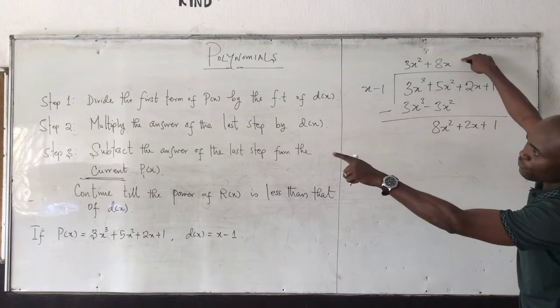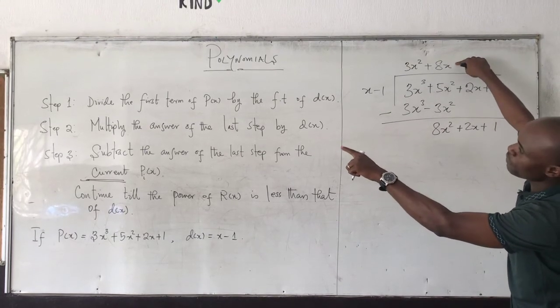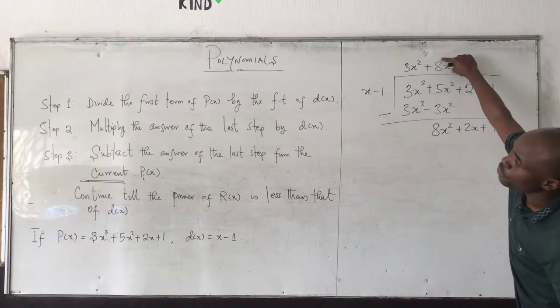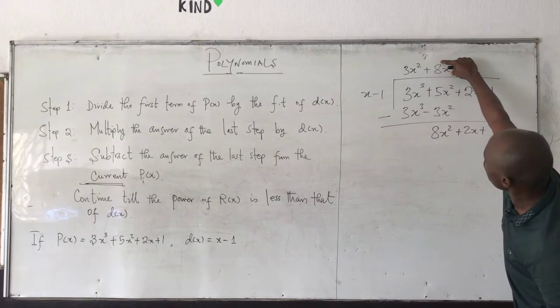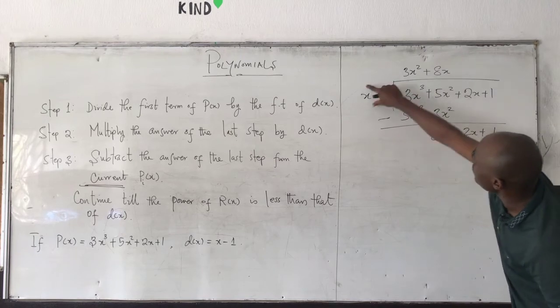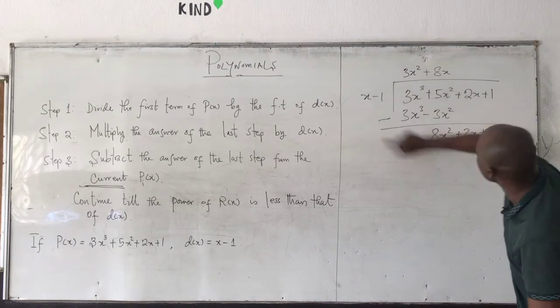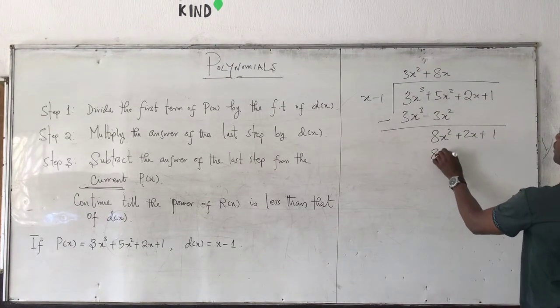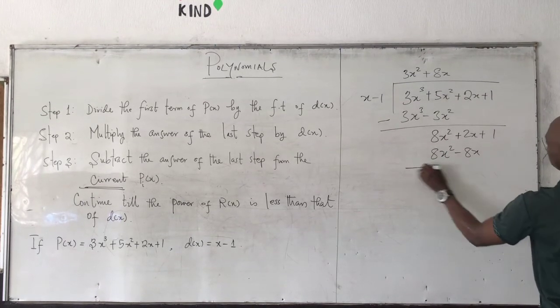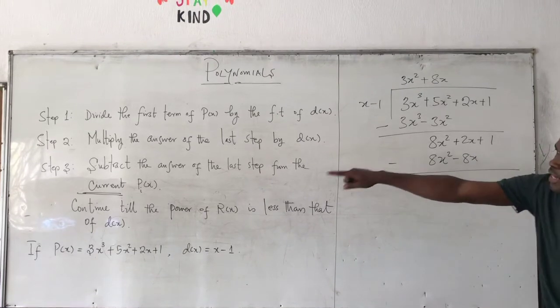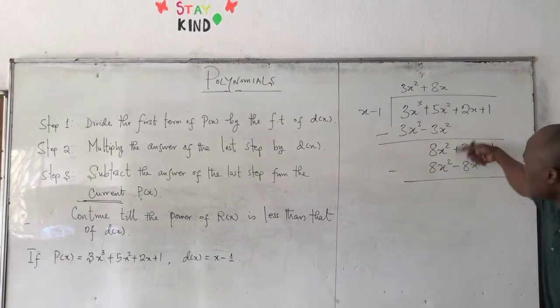The next step again, multiply the answer of this last step by d of x. So multiply this answer again by this, and that's going to give us 8x squared. This time this is minus 8x. So we subtract again. The next step, subtract this again.